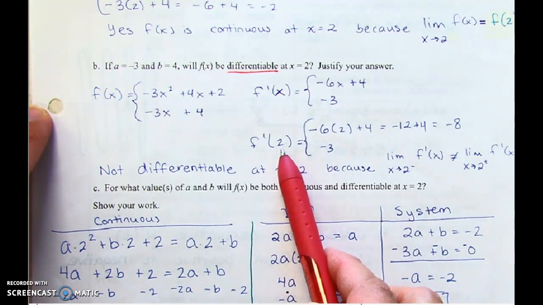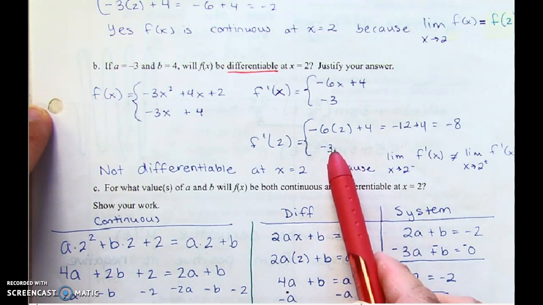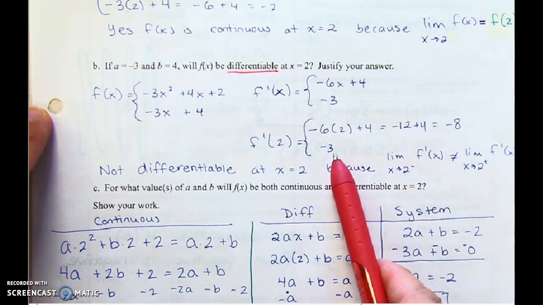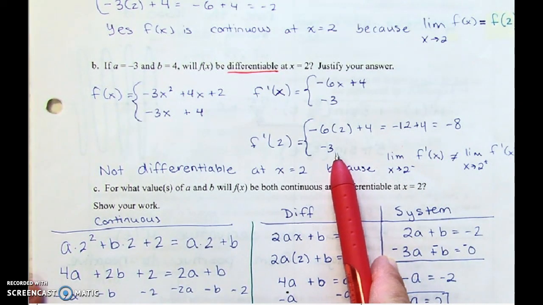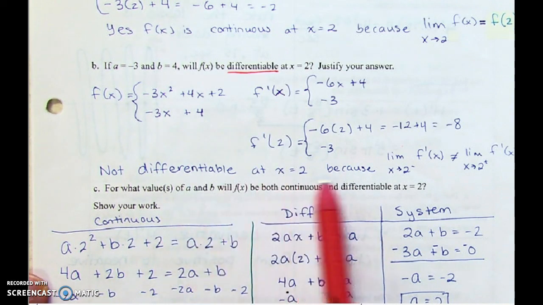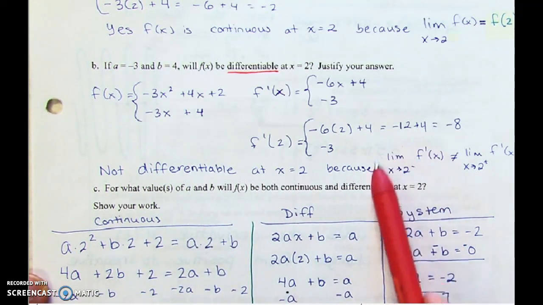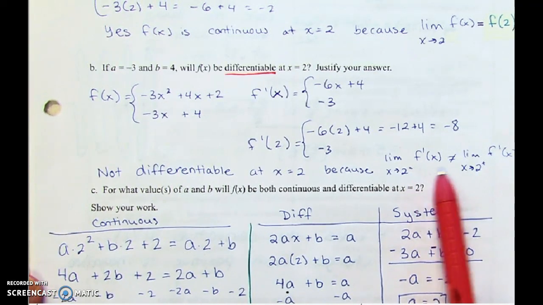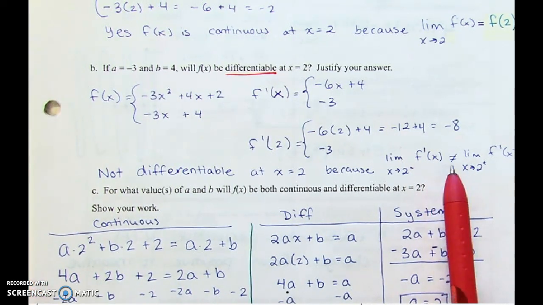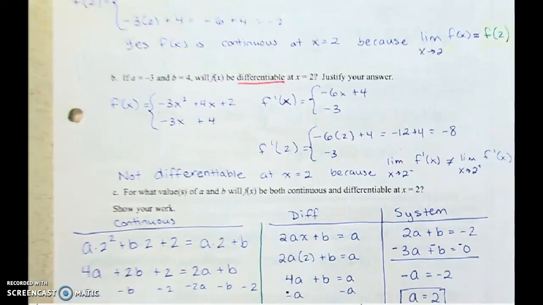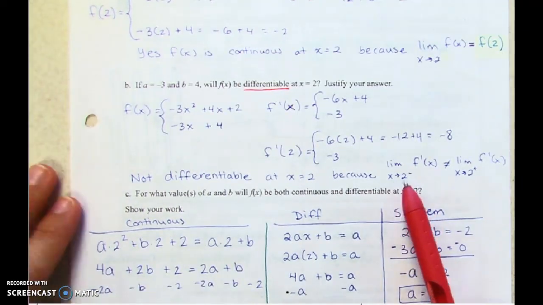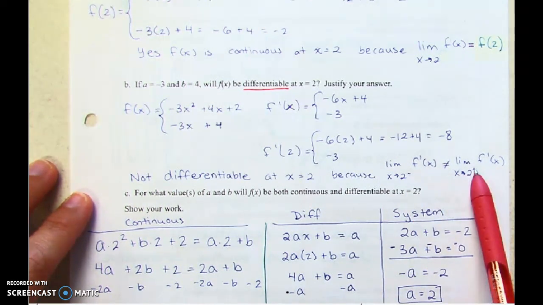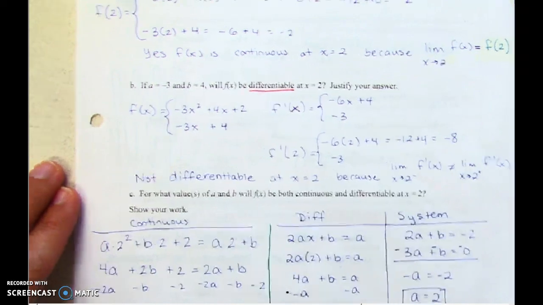So we're going to plug 2 into the derivative. When you plug it into the top piece, we get a derivative of -8, but the bottom piece has a derivative of -3. So actually, these are not differentiable at 2 because the derivative from the left does not equal the derivative from the right. And if we didn't do this notation in class, it's okay. You don't have to have that notation. Your work is shown here, and that's fine. But just know that all this means is the derivative from the left does not equal the derivative from the right. All right.